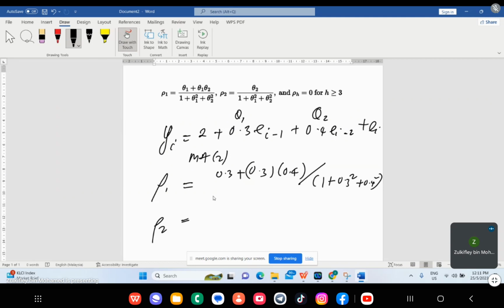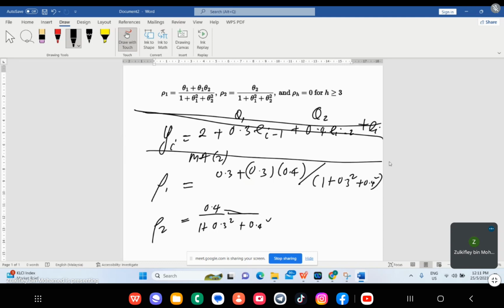Theta 2 is 0.4 over 1 plus theta 1 squared, 0.3 squared, plus theta 2 is 0.4 squared. So from this equation, from the MA(2) equation here, you can estimate your autocorrelation function for rho 1 and rho 2. Okay? These are what I have learned just now.